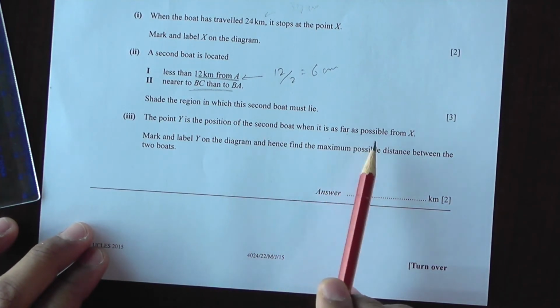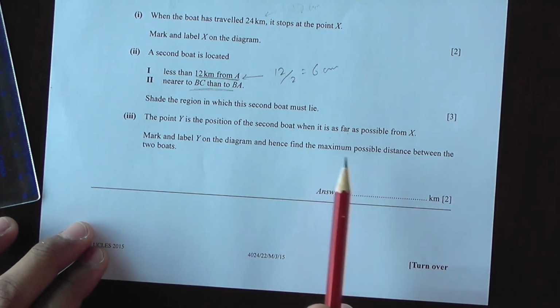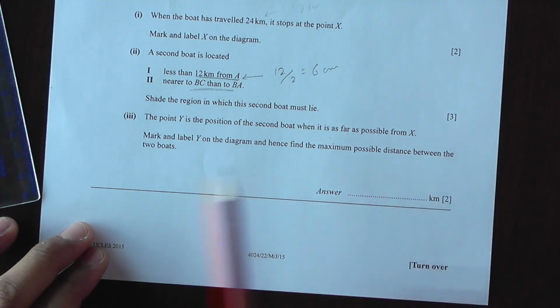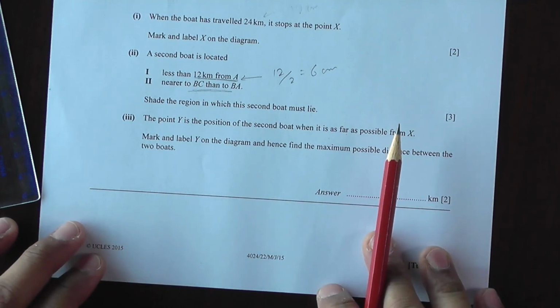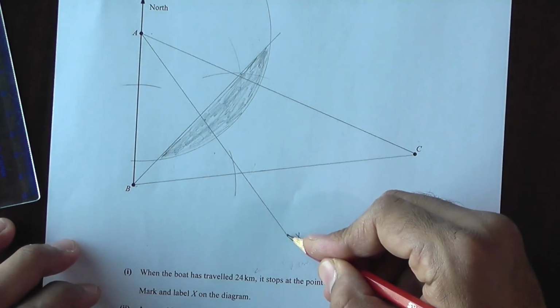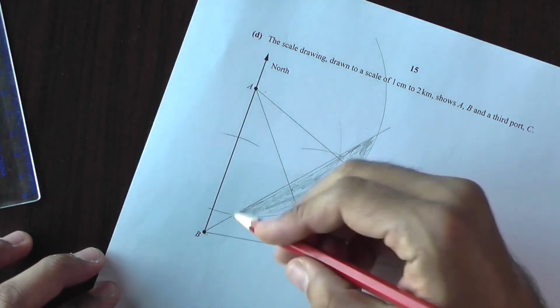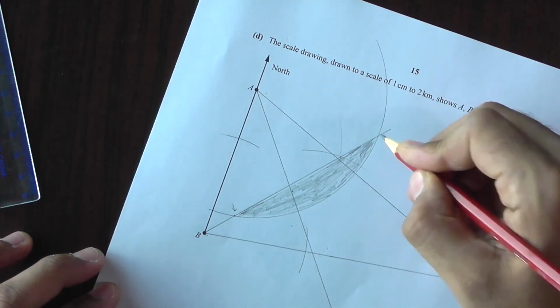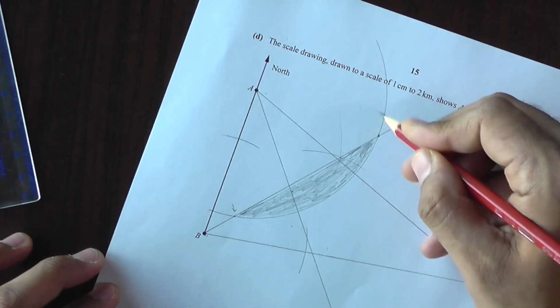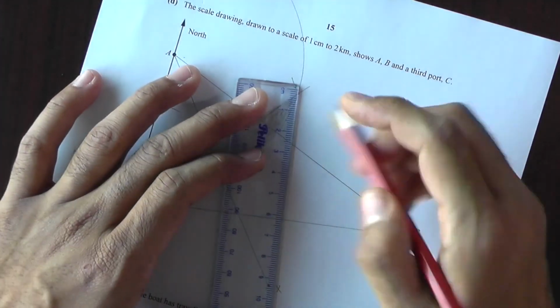is as far as possible from X. Mark and label Y on the diagram and hence find the maximum possible distance between the two boats. Now, in order to find the maximum possible distance, we need to look at X first. I hope X is visible. And the maximum possible distance can either be this point right here, or it can either be this point, if this is visible, right here. So actually the maximum possible distance is this point.